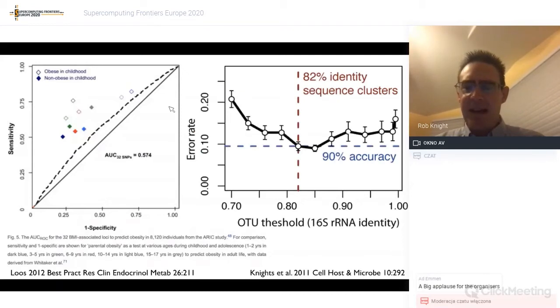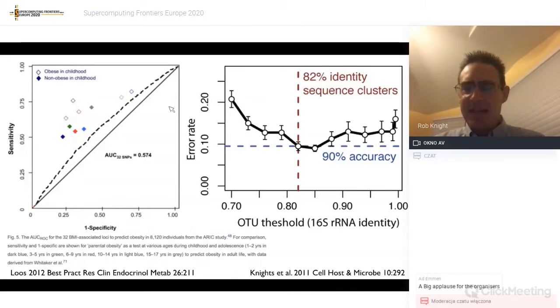Whereas in contrast, when we sweep over a range of OTU thresholds, so basically ways of clustering sequences together, and this was done by a very talented student of mine, Dan Knights, back in 2011, he's now a faculty member at the University of Minnesota, what we were able to see was that the error rate could drop below 10% with cross-validation, depending on how broad a category you used to group the sequences together and use those in that classifier.